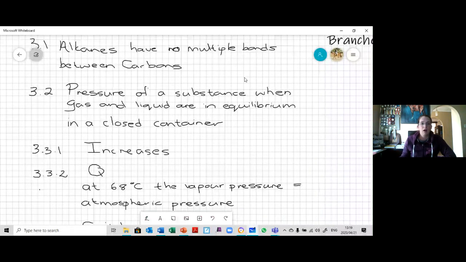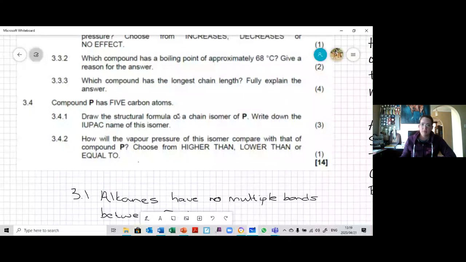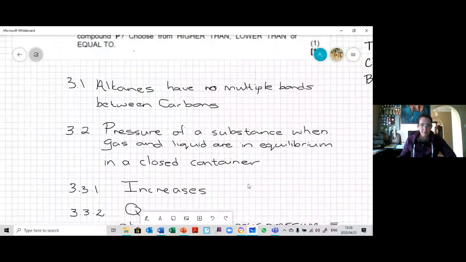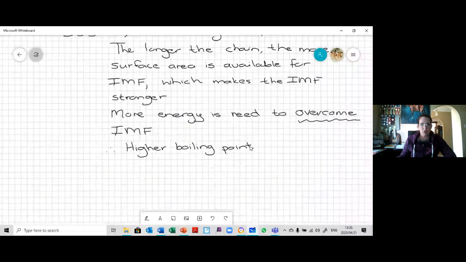Okay. Compound P has 5 carbon atoms. Draw the structural formula of a chain isomer. Oh my goodness, they're not asking us to draw compound P. They are asking us to draw a chain isomer of compound P and the IUPAC name. Again, guys, IUPAC naming is something you have to be as comfortable as possible with. So, let's approach this question from start to finish.